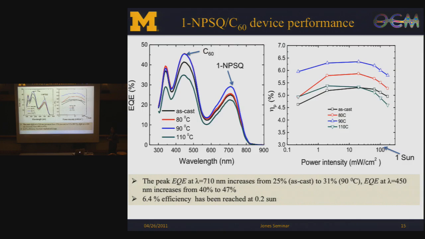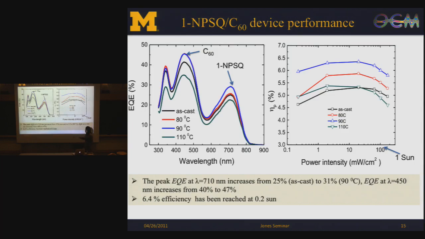The efficiencies range around 6% to 6.4%. Actually, at 0.2 sun, we get 6.4%, which has been one of the highest efficiencies in terms of organic solar cells. So we are doing a good job in terms of the efficiency.